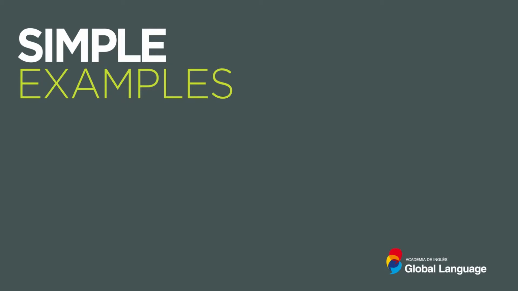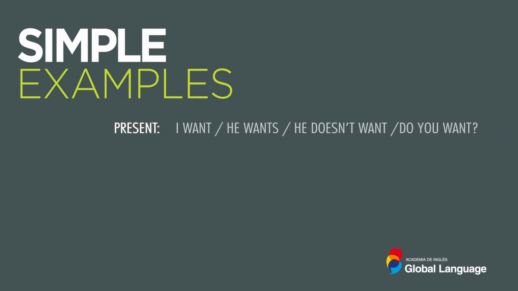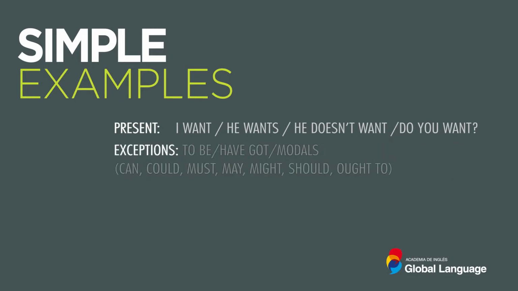Here are your examples for simple. Present. I want, he wants, he doesn't want, do you want? Exceptions. B. You are, you aren't, are you? And can. You can, you can't, and can you?